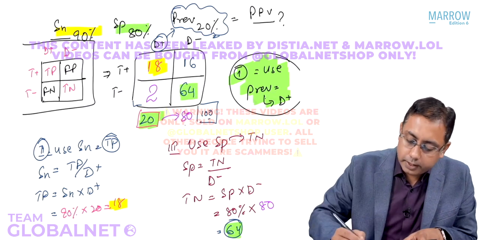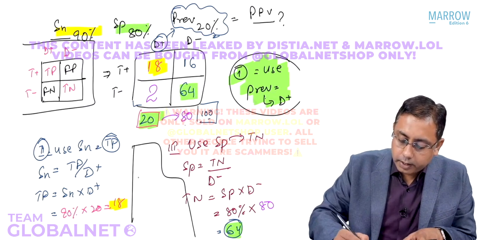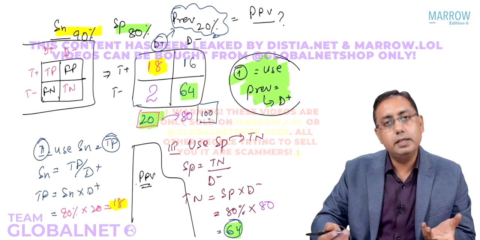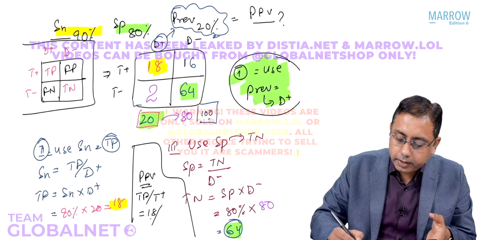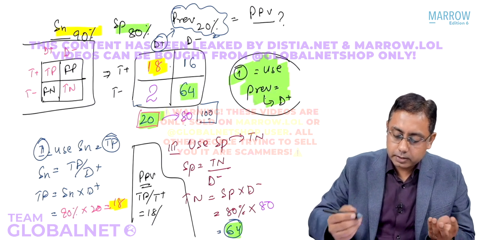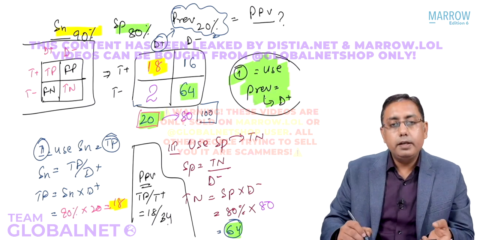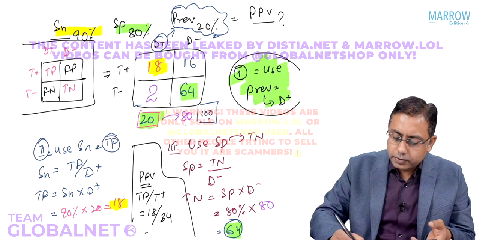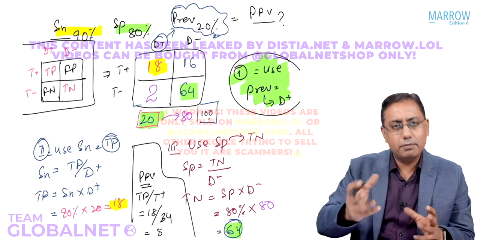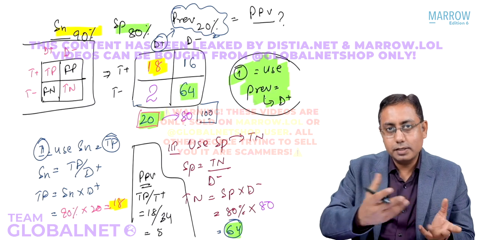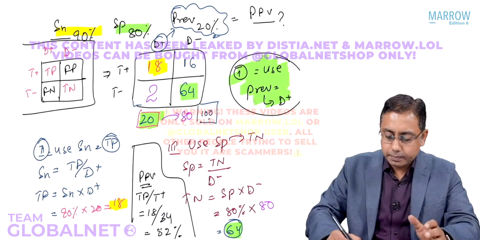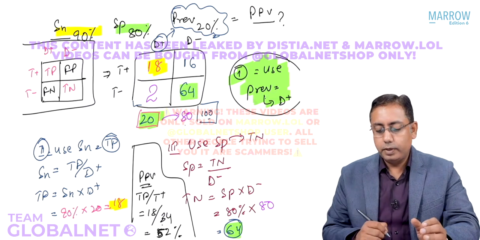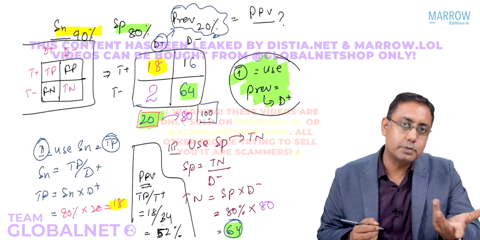Now can you calculate the PPV? Answer is very easy. We will calculate PPV, that is true positive divided by tested positive, that is 18 divided by 18 plus 16, that is 34, which will come out to be something around 18 half, right? 36 is 18. So it will be 52%, something around 52, that is the positive predictive value of this particular test.